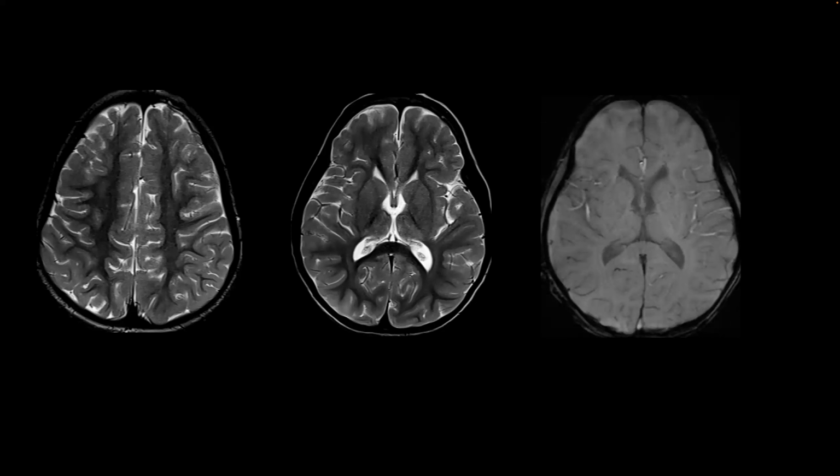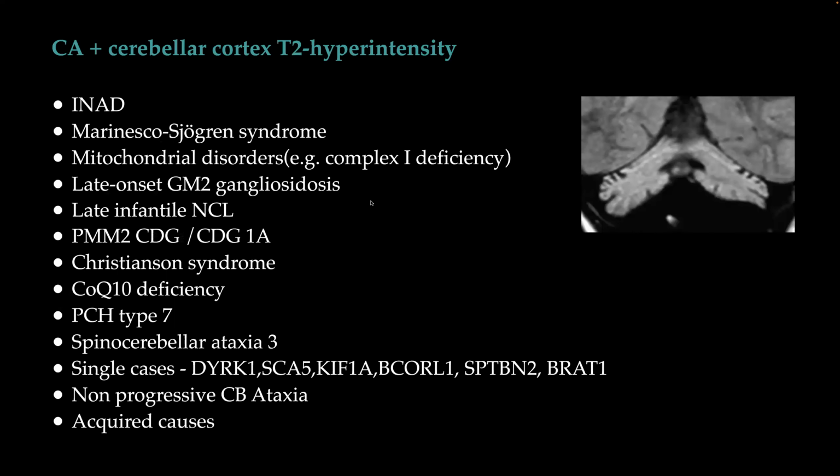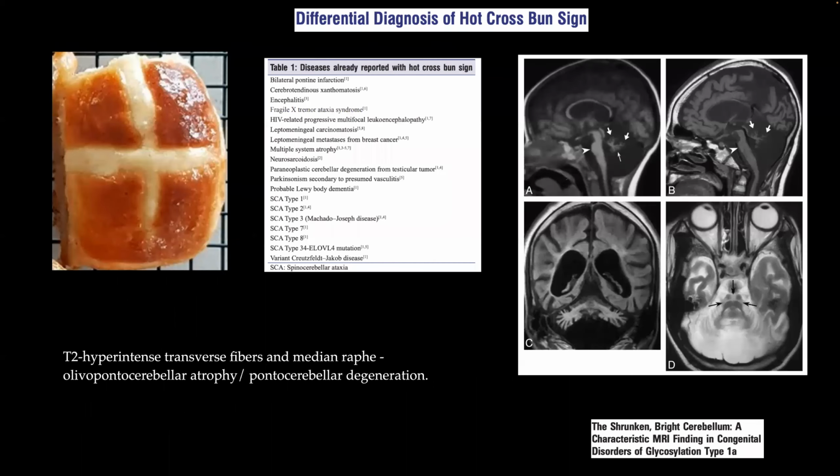If you concentrate on the posterior fossa structures, cerebellar atrophy with T2 hyperintensity of the cerebellar cortex. These are the various differentials, an ever increasing list, but these are the common pathologies which can be seen with these changes. Hot cross bun sign is suggestive of olivopontocerebellar atrophy or pontocerebellar degeneration. So any disorder causing pontocerebellar degeneration can present with hot cross bun sign. As you can see, the differentials are again vast.